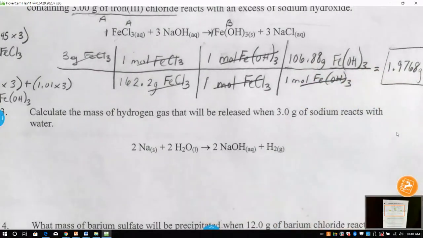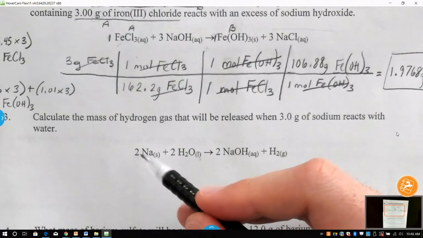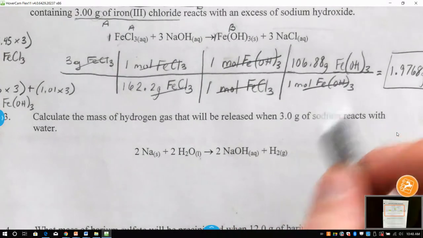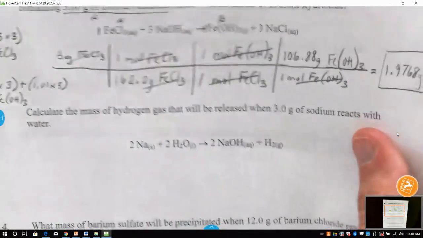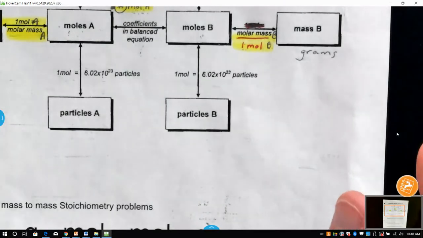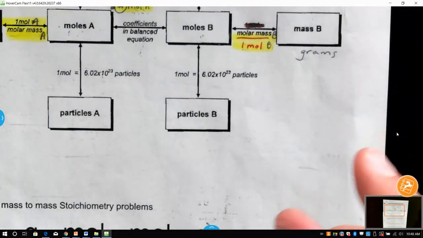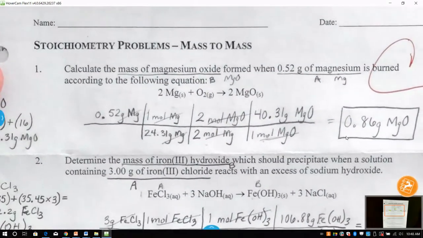Don't forget, when doing molar mass, coefficients do not matter. Subscripts do. Okay, so I'm going to throw up some worked out other examples so you can see it, and we'll just roll through it really quickly.